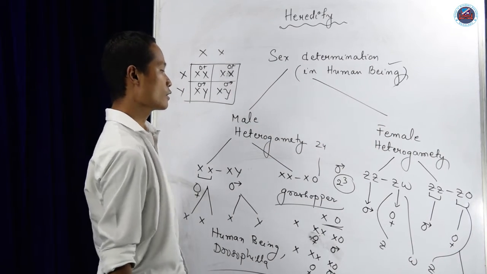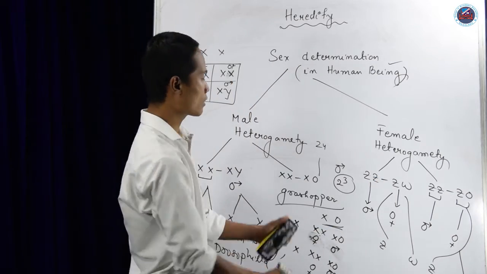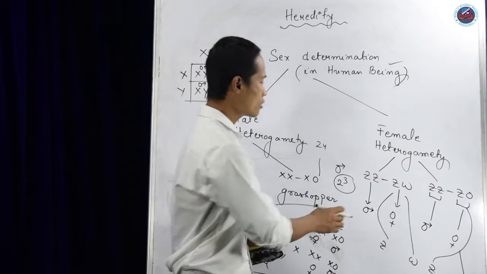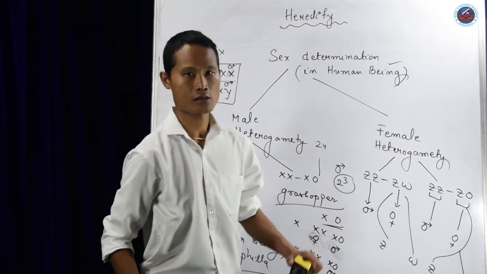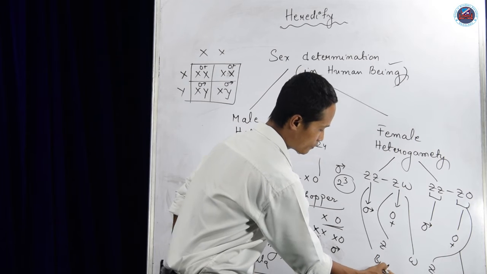This type of mechanism, ZW, is commonly seen in most insects, for example fishes, and butterflies, most commonly in butterflies.